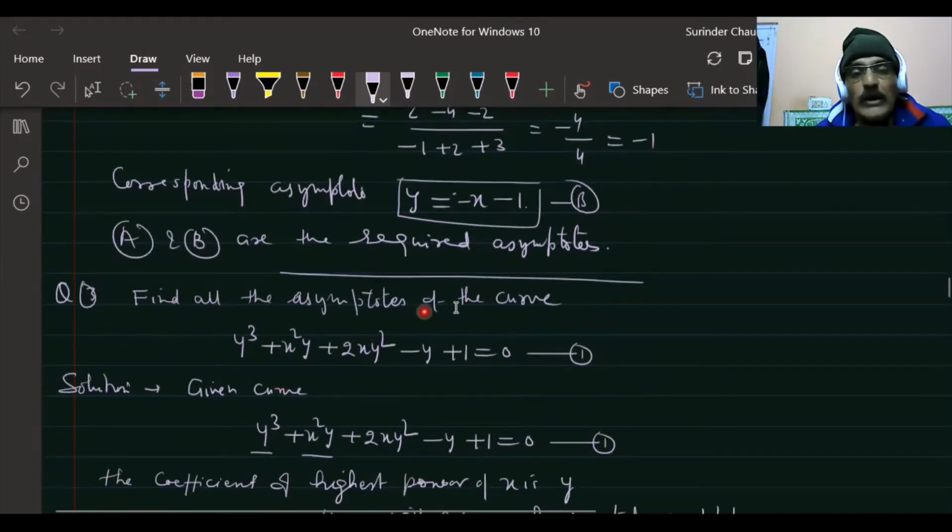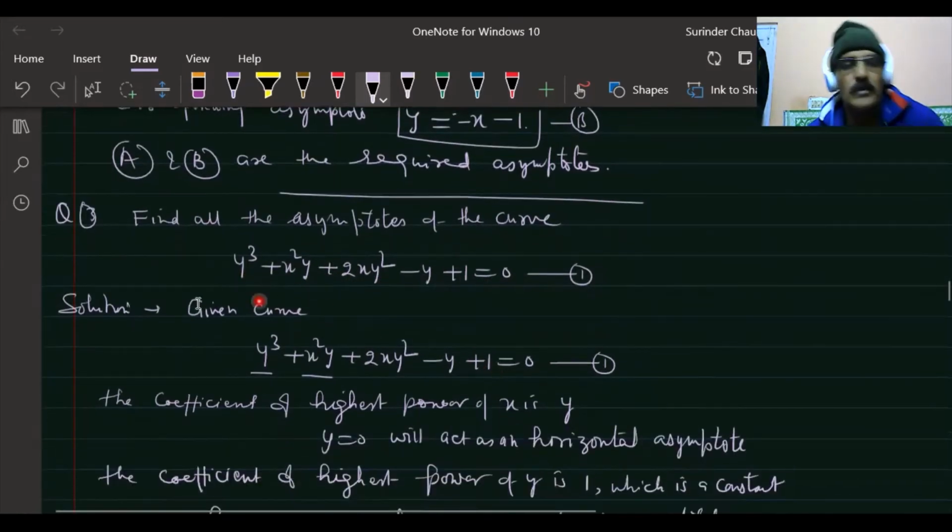Now find all the asymptotes to this curve: y cubed plus x squared y plus 2xy squared minus y plus 1 equals 0. Again, this is a rational algebraic curve of degree three. So let's find the rectangular asymptotes.